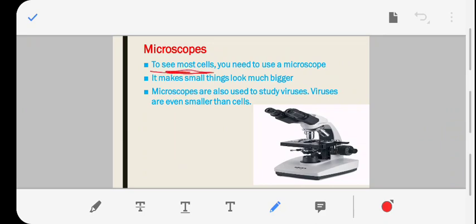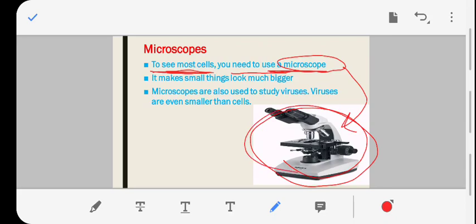To see most cells, you need to use a microscope. This is the shape of a microscope. It makes small things look much bigger. This microscope lets you see things much bigger. Microscopes are also used to study viruses.